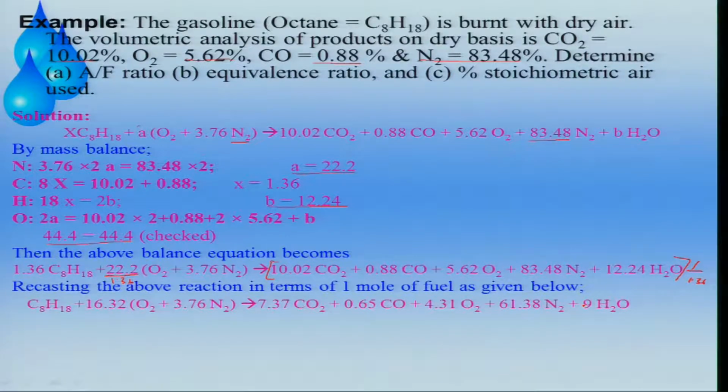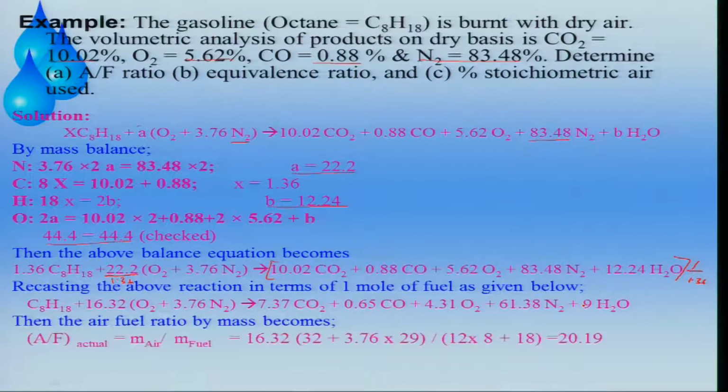Then the air fuel ratio by mass, from the actual, because this is actual and not stoichiometric, will be mass of air divided by mass of fuel. You will find that it is 20.19. All values we know, we can just put them in, because this is the air and this is nothing but the fuel. So I get 20.19.